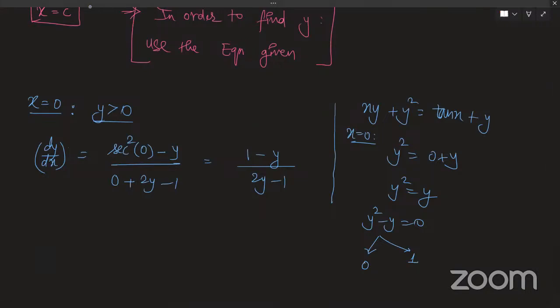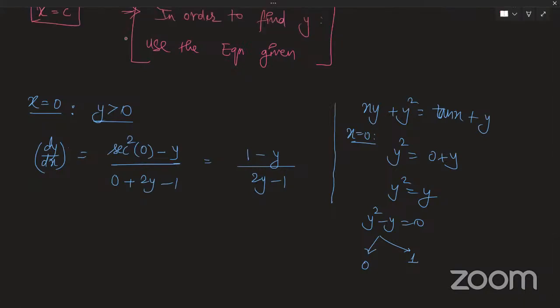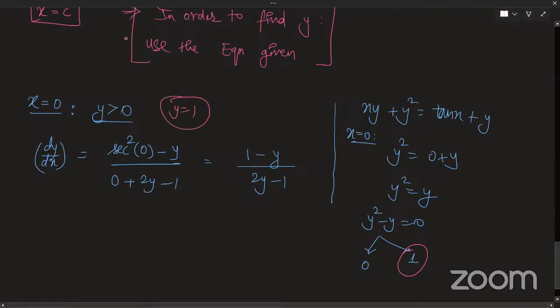Everyone, which value of y should I consider? It's been given to me that y is greater than 0, so I'll consider this value. My value of y becomes 1. After that, I can just substitute it directly. So it is 1 minus 1 divided by 2 minus 1. So my answer is 0. Right? Got it, everyone?